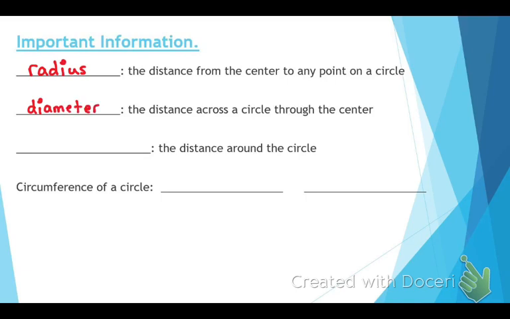All right, the next one, the distance around the outside of the circle. Circumference. Okay, perimeter is going to be if it's not a circle, but when it's the circle, it's called the circumference.